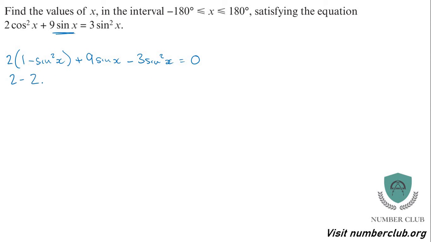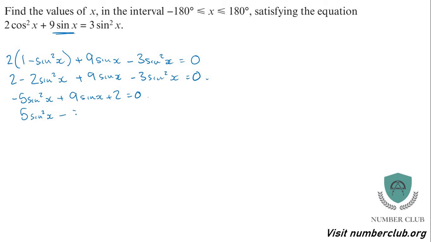Next you get 2 minus 2 sine squared x plus 9 sine x minus 3 sine squared x. That will be negative 5 sine squared x plus 9 sine x plus 2 equals 0. And because I really don't like having a negative there, I'm going to change every single sign. I'm going to multiply through by negative 1. No great reason, it's just my personal preference. I don't like that negative being there. Okay, so we get this. We need to now factorise, so we need two numbers that will multiply to make negative 10 and add to make negative 9, and they are negative 10 and 1.